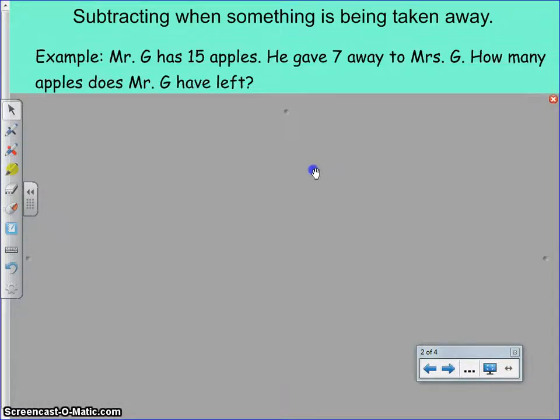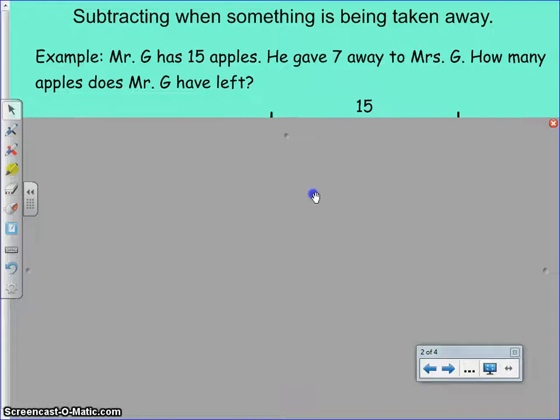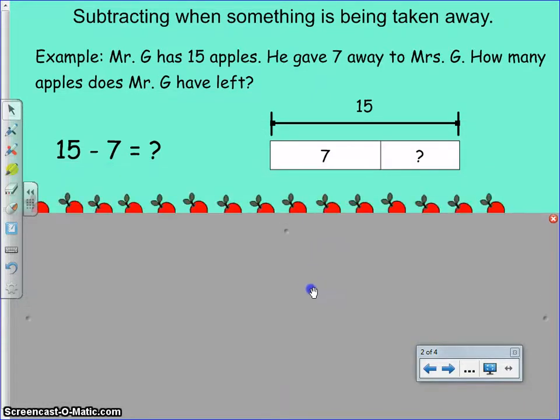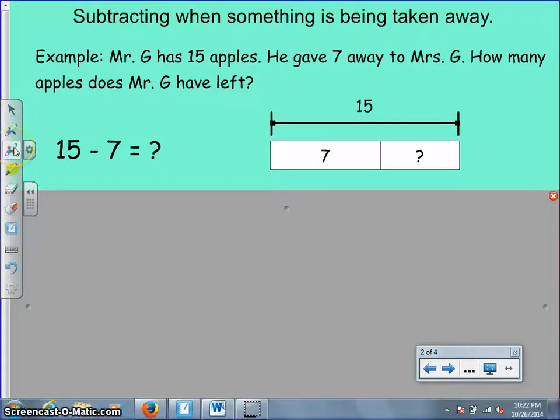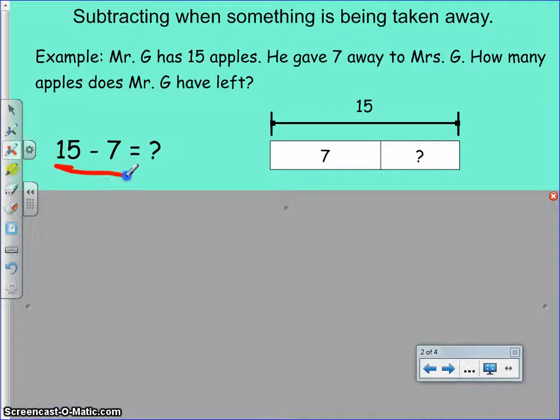Again, here's an example of what I'm talking about. Mr. G has 15 apples. He gave 7 away to Mrs. G. How many apples does Mr. G have left? You would have 15 apples, like the equation over here says. 15 minus 7 equals, then you would figure out, well, how many apples did Mr. G have left after he gave them away.